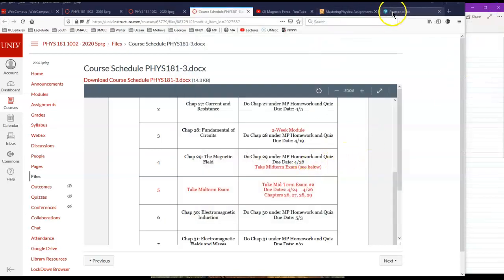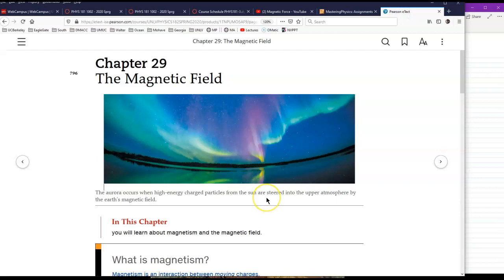Back to the chapter. The chapter, the magnetic field, is a very large chapter. If I had the time, I would turn it into a 2-week module, but that means I would have to sacrifice one of the chapters that you need to study, so I'm not going to do that. So we have to squeeze in and try to cover all this material within 1 chapter. There is really a lot of material in this chapter.